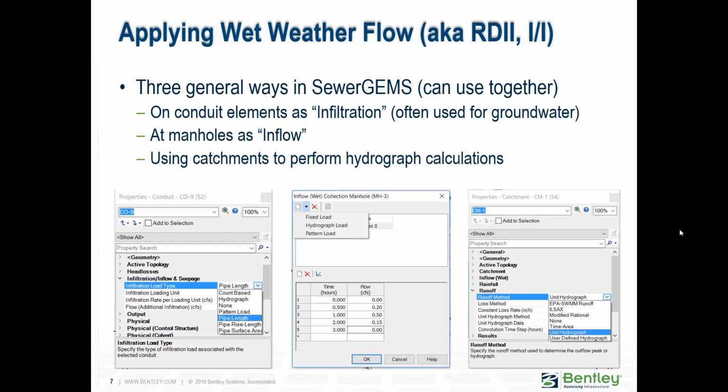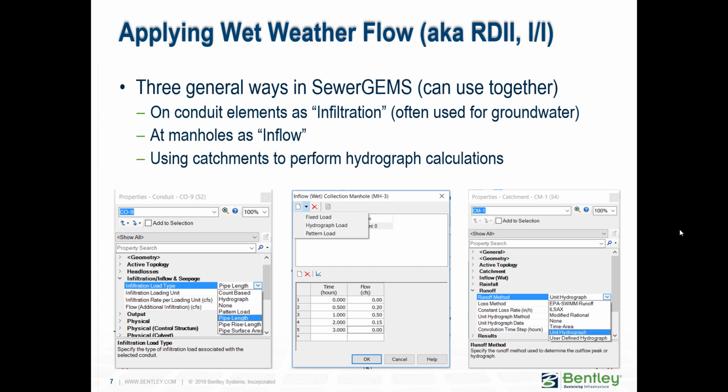Now, applying the wet weather flow, we have three general ways in SewerGEMS that can be combined. On conduits, we have an option to load infiltration. As we can see in this picture on the left side, we have infiltration to be entered by pipe length. The pipe length method is the most common, where you put an infiltration rate by a loading unit, like cubic feet per second for each yard or each foot.